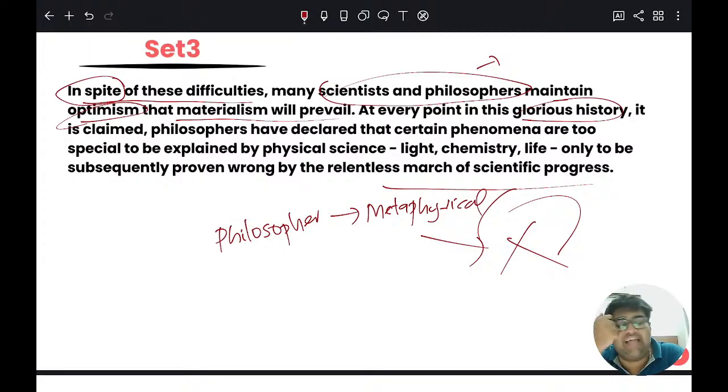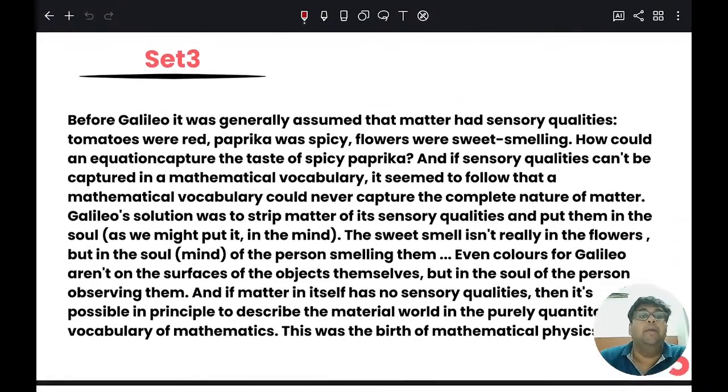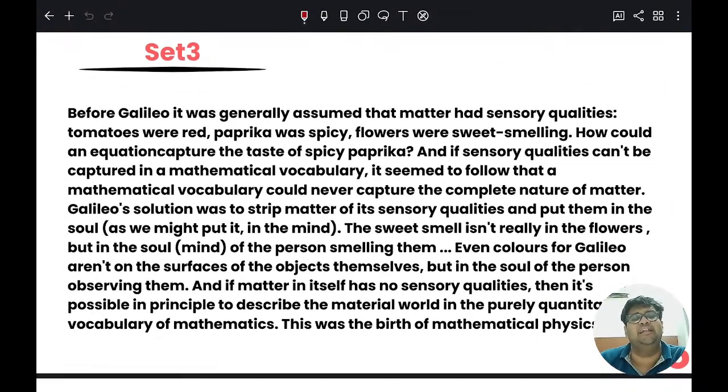So whatever is happening, when the science is progressing, when materialism and the evidence-based approach are progressing, they have always proven the philosophers wrong. And even now, many scientists and philosophers believe that materialism will prevail in this case also. Let's see. Before Galileo, it was generally assumed that matter had sensory qualities.